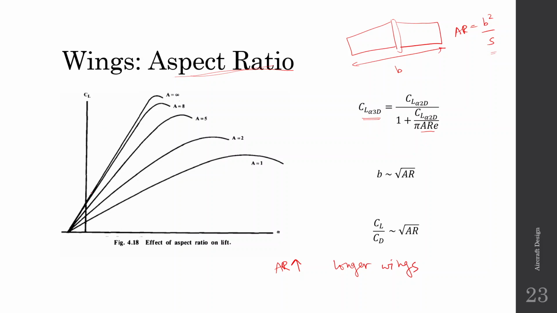And this is a graph of CL versus alpha for different aspect ratios. You can see that if your aspect ratio is low, then the CL is significantly lower. But if you increase the aspect ratio, then it approaches the lifting characteristics of the aerofoil itself. So beyond an AR of 8, it is almost close to the aerofoil. So for maximum efficiency, we must design wings with aspect ratio greater than 8.